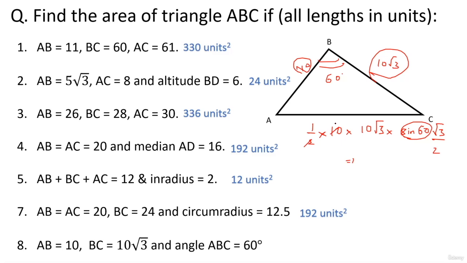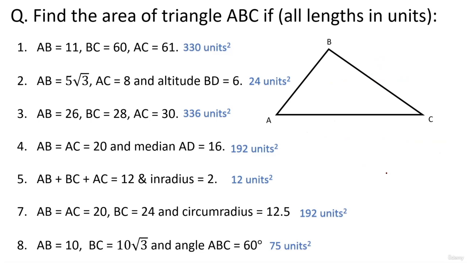फिर उसके बाद 2 2 यहाँ पे cancel हो जाएगा. 2 2 यहाँ पे भी cancel हो जाएगा. 3 into 3 will give you root 3 into root 3 will give you 3. 3 times 25 is 75. So here the answer is 75 units square, right? So that's how you can calculate the area of the triangle using these different formulae.